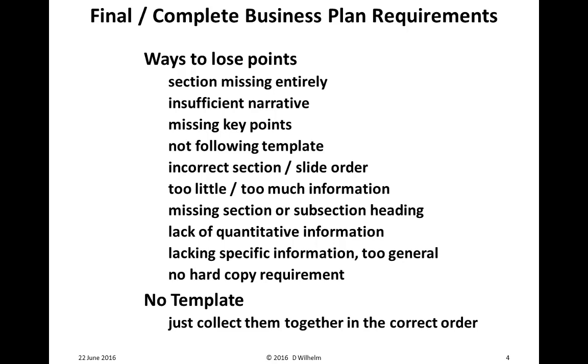The section isn't there. Insufficient narrative, missing key points, not following the template, incorrect section or slide order, too little or too much information. Yeah, I realize that's kind of hard to understand. Missing section or subsection heading, which would make it difficult for me to find the right areas. Lack of quantitative information, things like pricing, break-even quantities. Lacking specific information, too general. There is another one of those that's really hard to determine exactly what the requirement is.